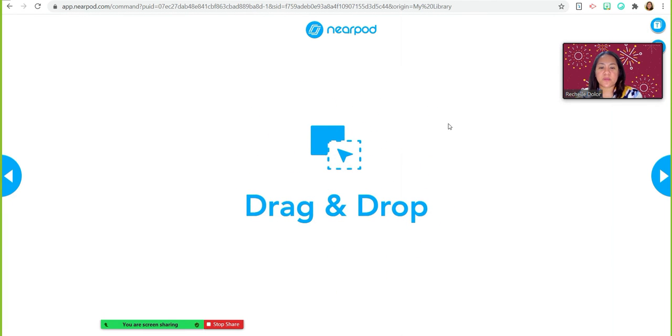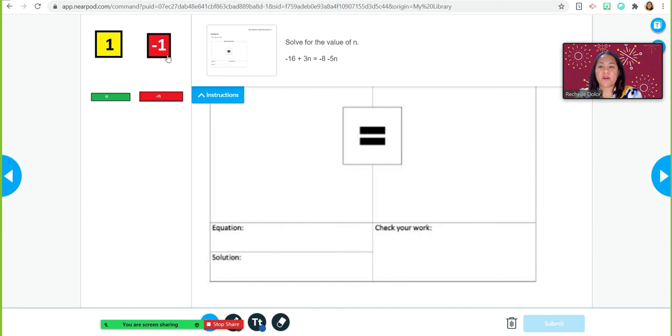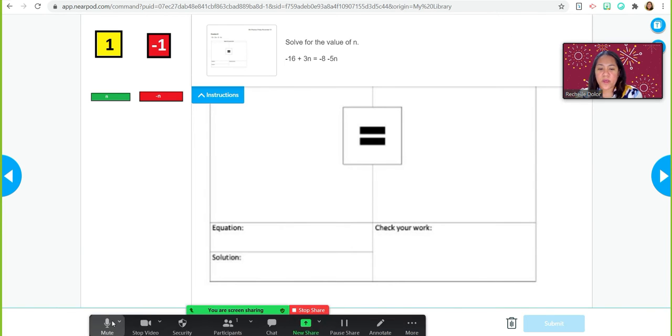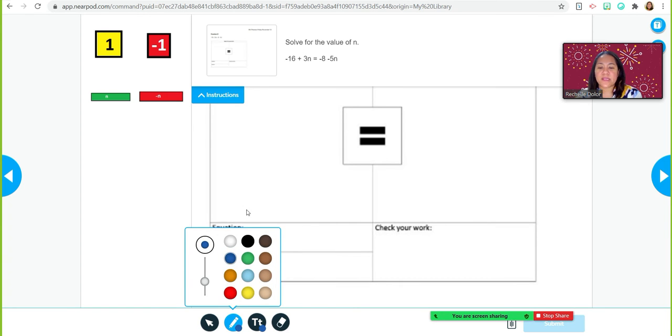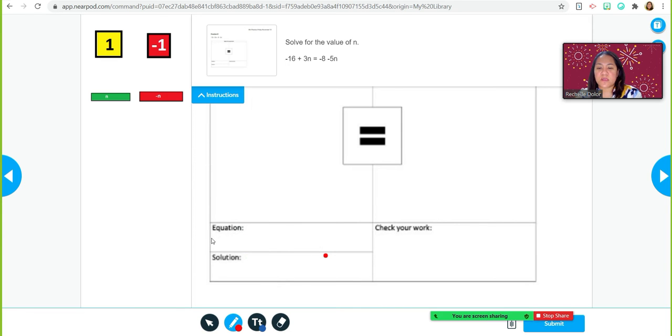So we have drag and drop, and we have the equation here. I'm going to bring this down. We have the equation of negative 16, I'm going to draw in red, negative 16 plus 3n equals negative 8 minus 5n. Let me erase this part here.